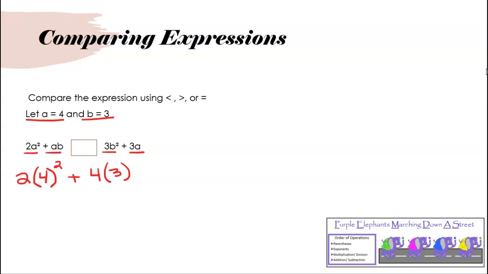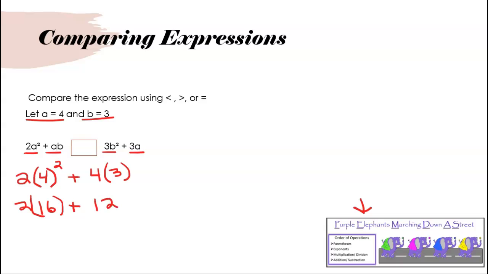So let's go ahead and do our math. Remember, we have to follow the rules of operations, all right? Order of operations. Parentheses and exponents. So 4 squared is what? 4 times 4, 16. And then we're going to multiply that by 2, plus, we might as well go ahead and do the 4 times 3, which is 12.